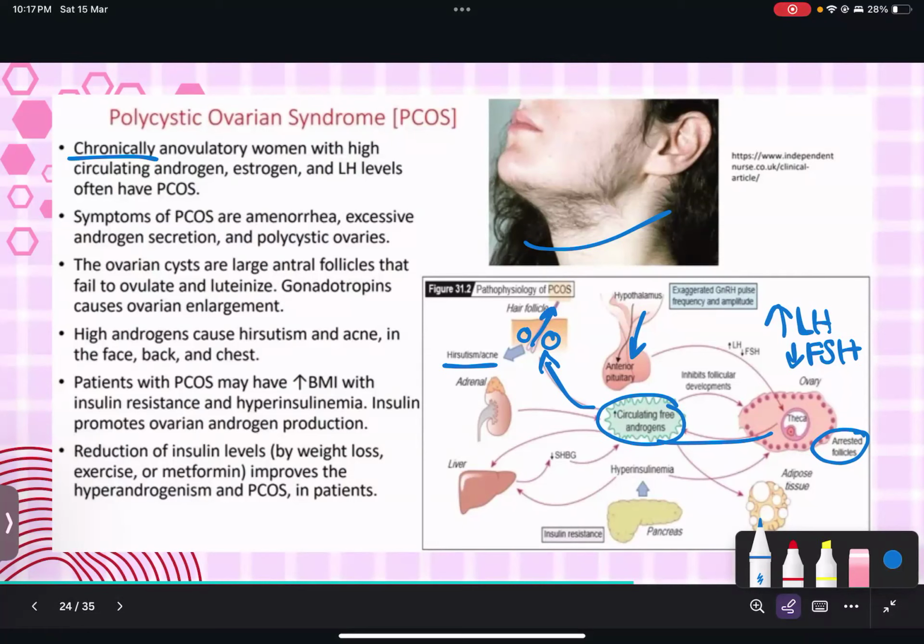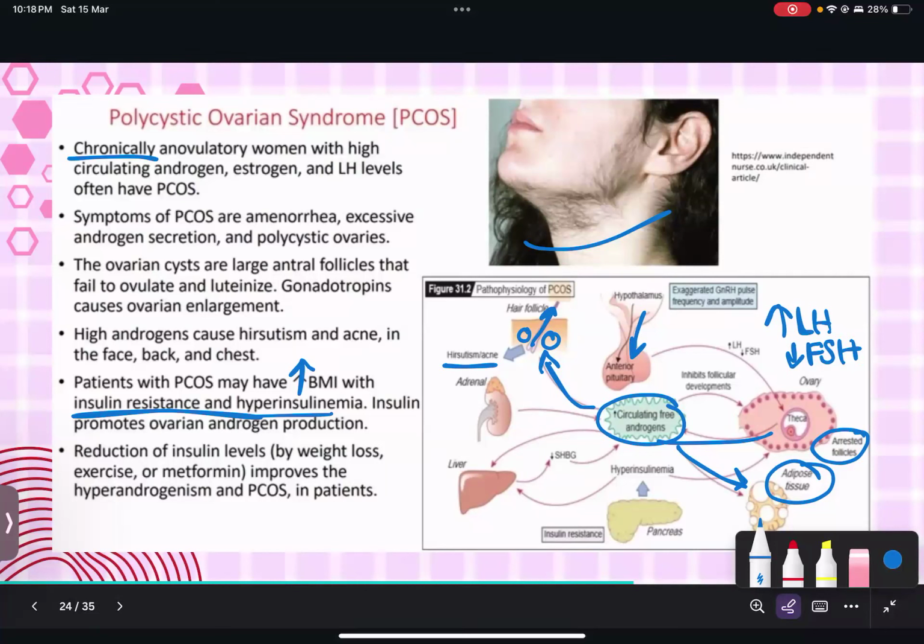Okay, so this is one of the symptoms. Another could be an increase in the adipose tissue, so they might start putting on weight. There will also be hyperinsulinemia, all right, so increased amounts of insulin in the blood. So it's mentioned here, patients with PCOS may have increased BMI. BMI means weight and so on because of the adipose tissue, as I said, with insulin resistance and hyperinsulinemia. It's all linked, okay? Insulin will promote the ovarian and androgen production.